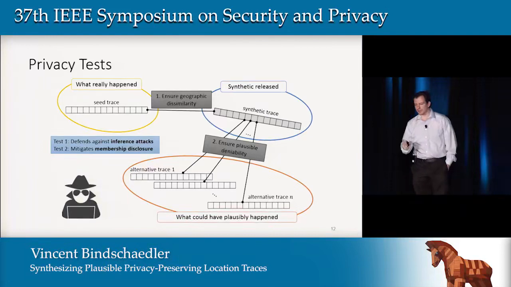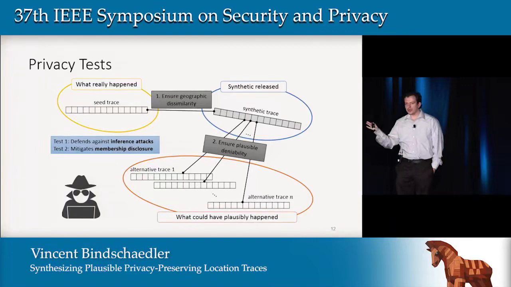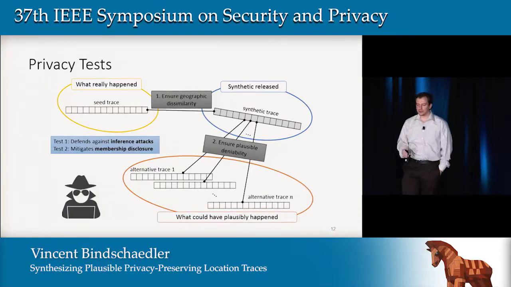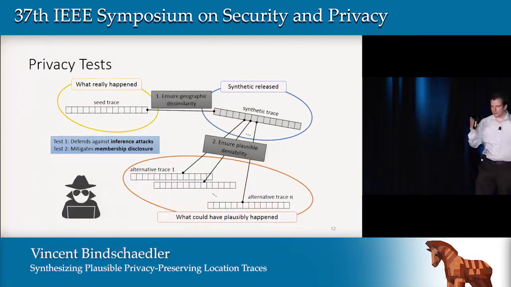The idea is the following. Let's ensure that we can find at least n alternative traces which are not part of our seeds, from which we have not generated any synthetic trace, which could have plausibly produced that synthetic trace, if it had been the seed. So again, if we can find enough of these, then we release the synthetic trace.